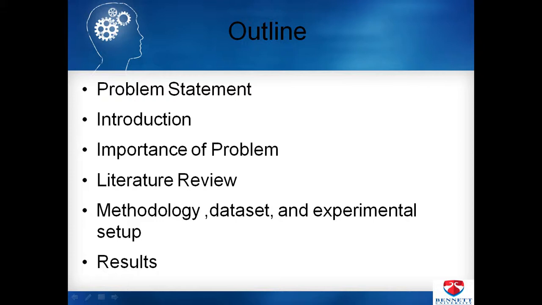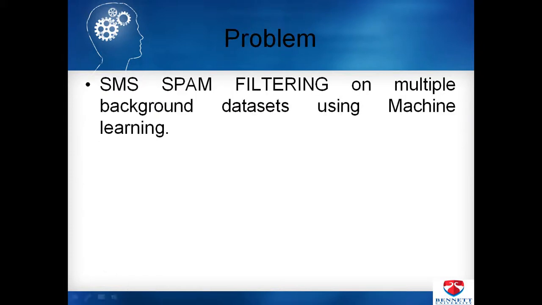First, the problem statement. What is the problem that we have taken? The second one, the introduction: the importance of the problem, why you are choosing this problem, and its relevance. The next is the literature review: what the previous literature says and what the existing benchmark says. Next is the methodology: the dataset I have taken, what I have used, the experimental setups, and then the results.